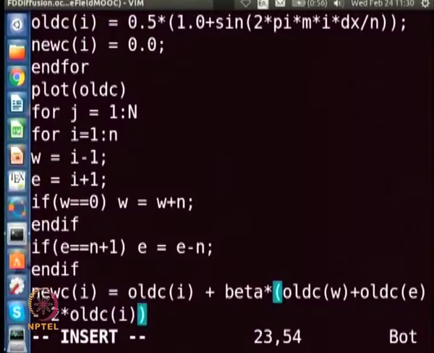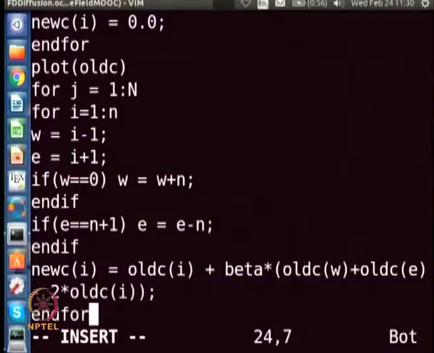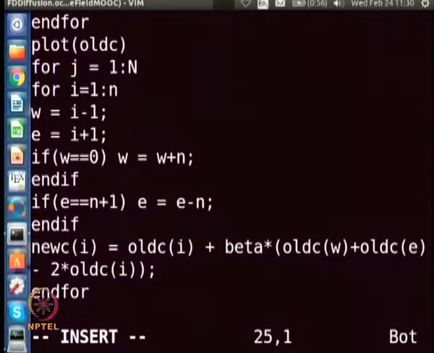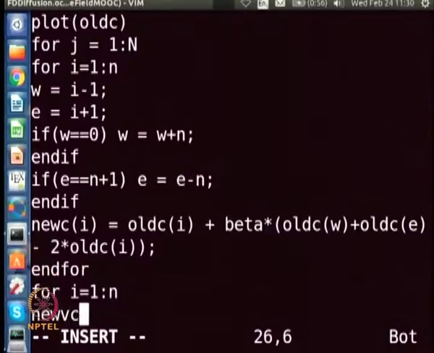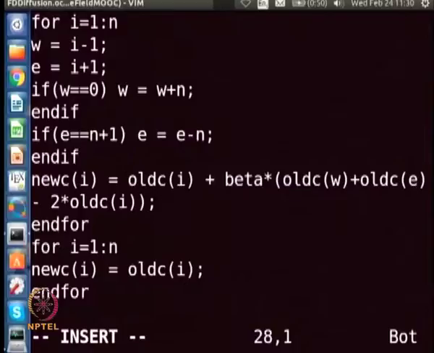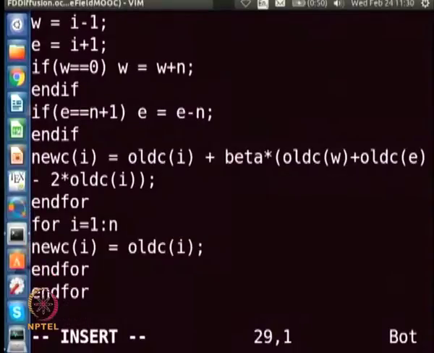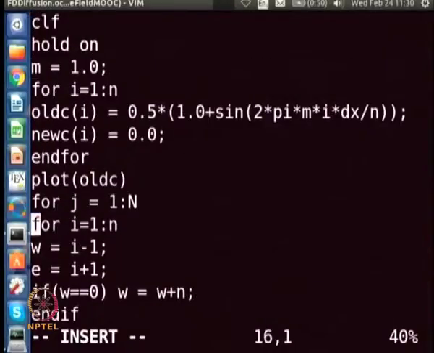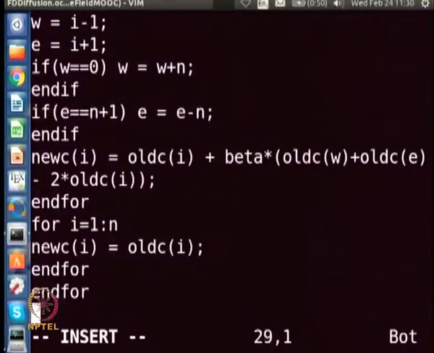So, this is what we have, and we end the loop for all the points, and so now we update the profile. We say for i equal to 1 to n, new c of i is basically old c of i, end for, and then I am going to end the time loop. So, this end for is basically for the loop that I am running, the time steps that I am running. So, that is the end for.